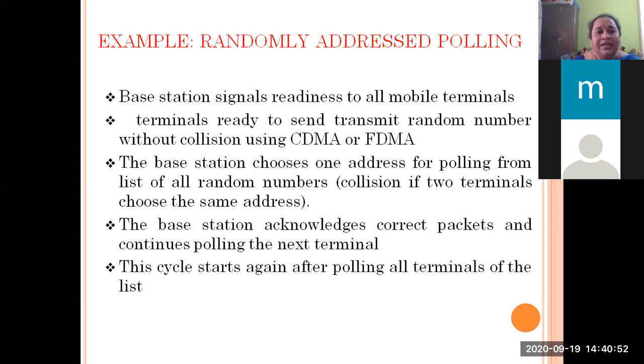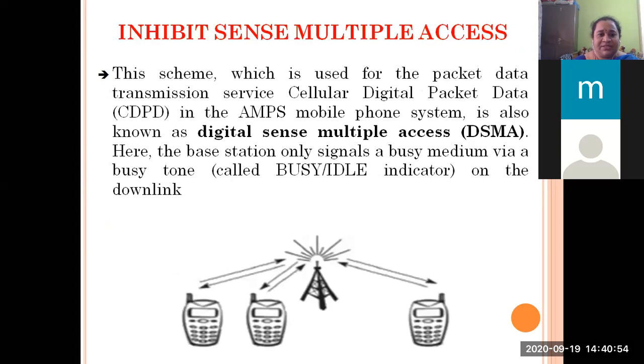Okay, that will be the disadvantage of this polling procedure. Coming to the another one, it is inhibit sense multiple access. This scheme is useful for packet data transmission service, which is mainly used for the cellular digital packet data, that is, packet transmission mainly in the AMPS, the advanced mobile phone systems, also called as the digital sense multiple access.